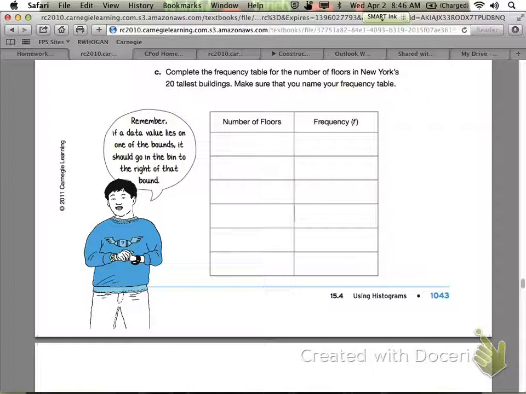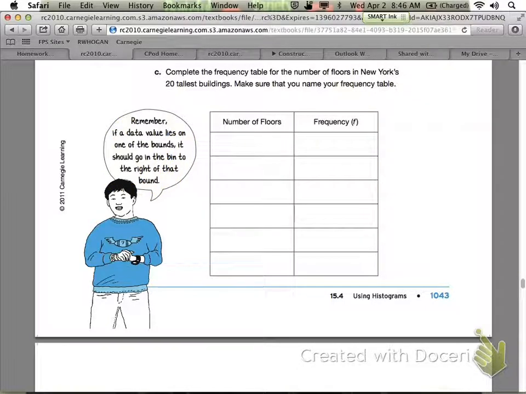I want you to notice something very important with our little helper here over on the left. It says, remember, if a data value lies on one of the bounds, it should go in the bin to the right of that bound. So make sure that you're keeping that into consideration when you're trying to figure out the frequency as far as the number of floors go.